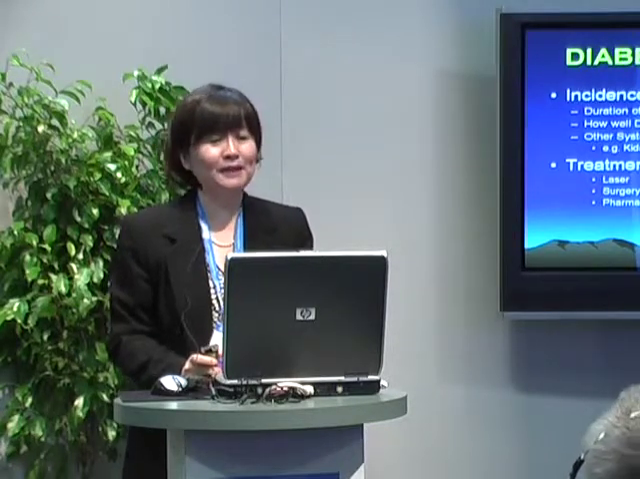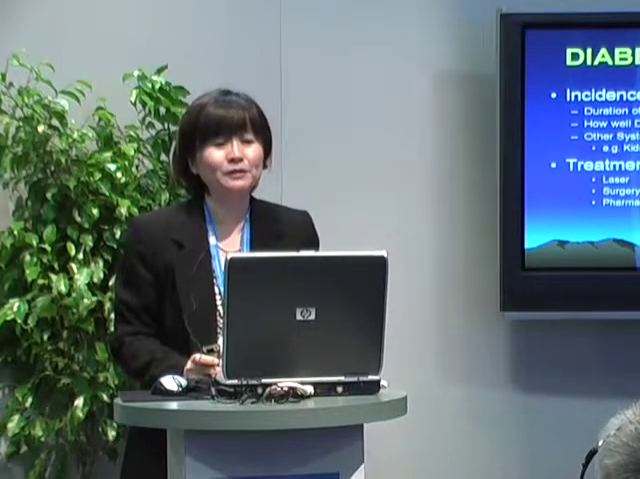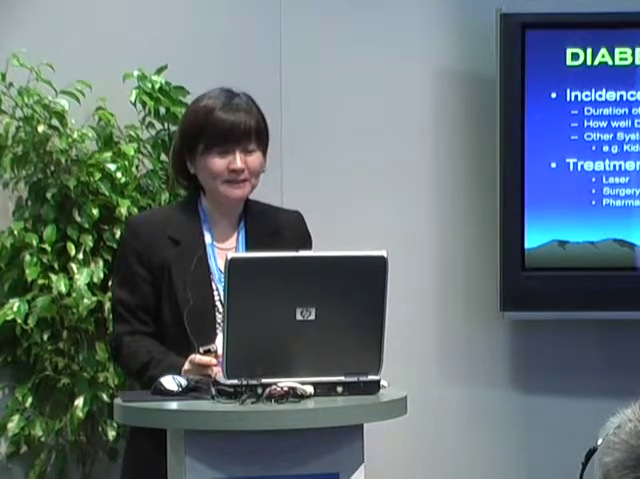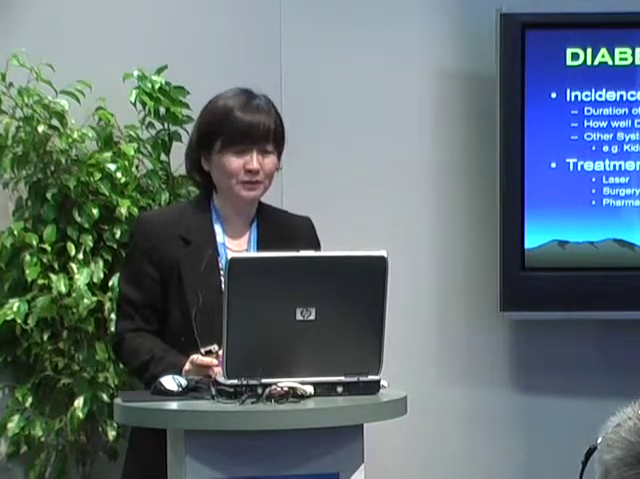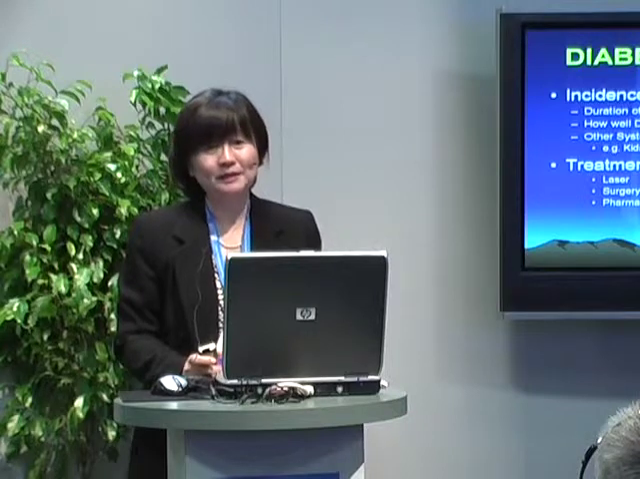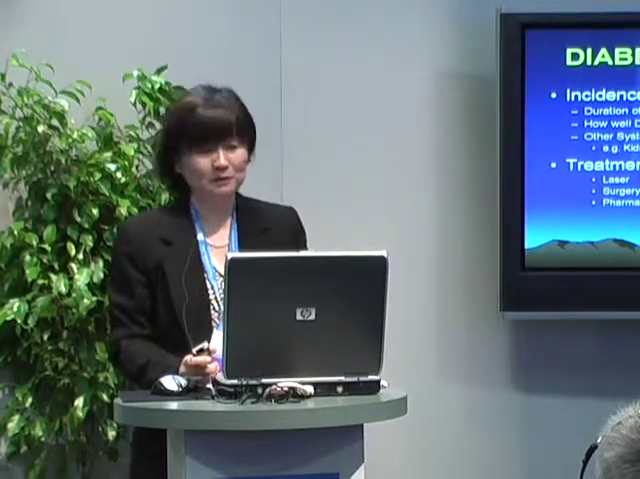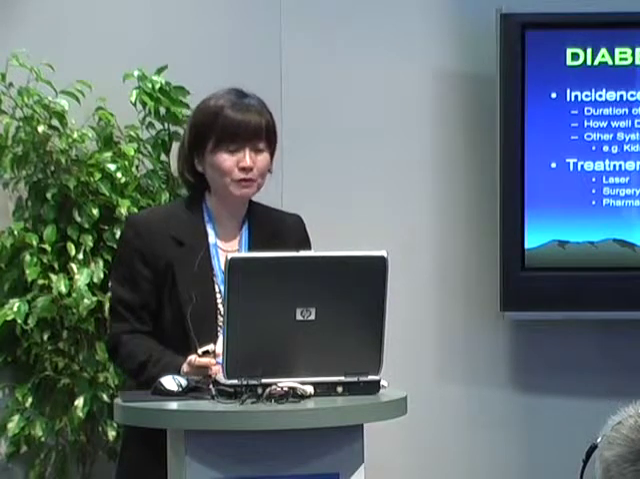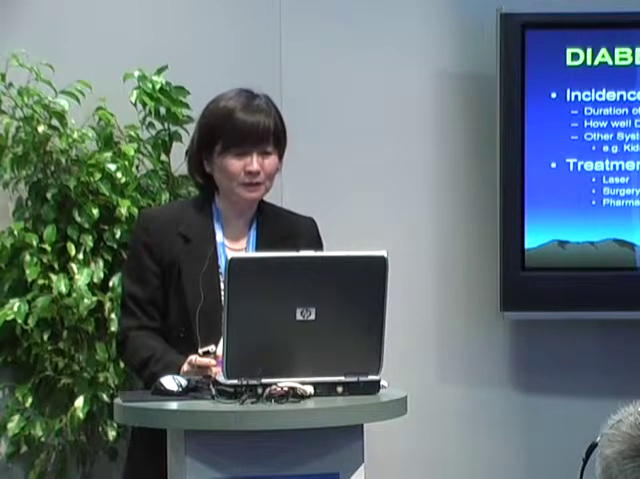As we know, diabetic retinopathy incidence and severity correlates with the duration of the diabetes, but also correlates with how well the diabetes has been controlled during that time. If patients have other systemic complications of diabetes, such as kidney problems or peripheral neuropathy, the chance of them having diabetic retinopathy is also increased.